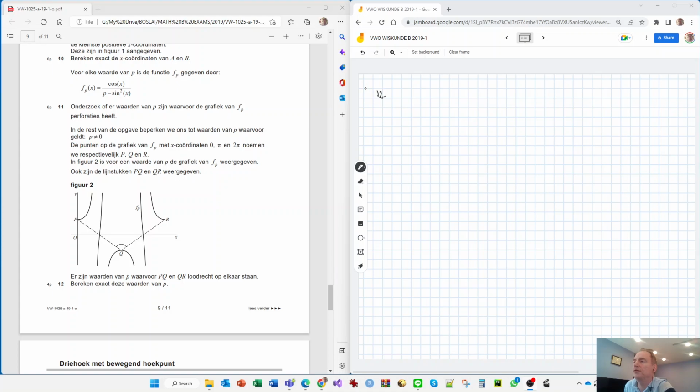Here's the graph for a particular value of p. Then you can define segments PQ and QR, and it's stated there are values of p for which PQ and QR are perpendicular, and we must calculate exactly these values of p. Okay, that's not so tough.